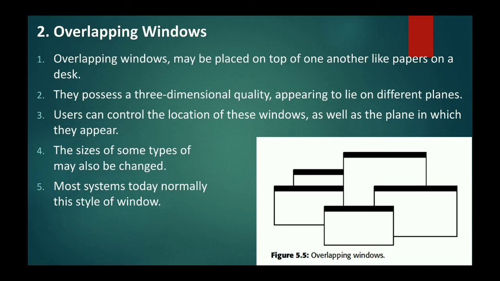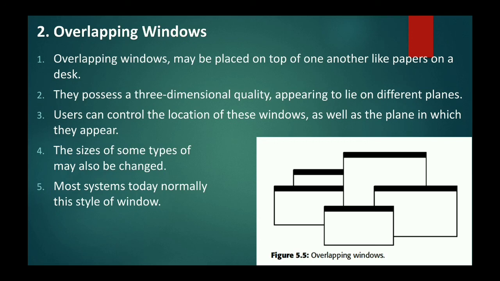They possess a three-dimensional quality, appearing to lie on different planes. As you can see in the diagram, the first window is on the top, then on the right-hand side there's a second one, then behind the second there's a third, then a fourth, then a fifth, and so on. So this is called overlapping presentation.